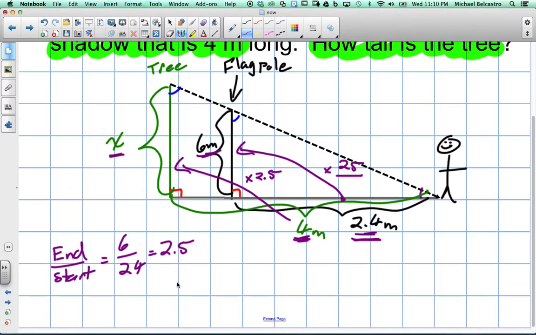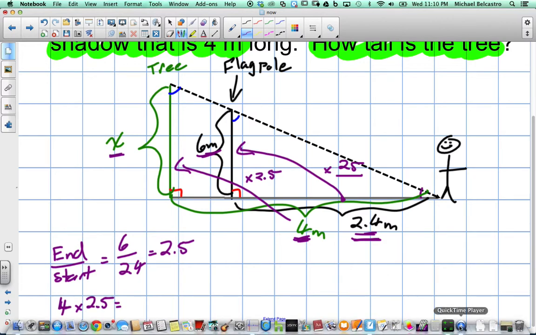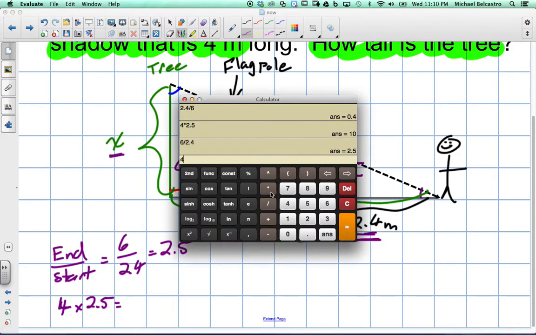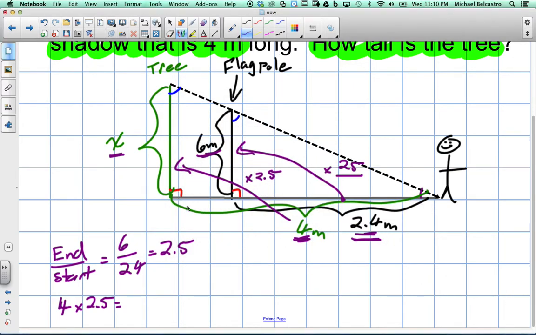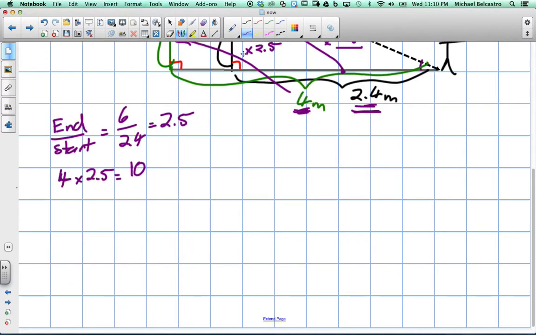Okay, so we'll test that out. 4 times 2.5 equals, and we'll use our calculator to test. 4 times 2.5 is 10. So apparently the height of this tree is 10. Now with that same diagram, I know it's hard to see, so I'm going to redraw it very quickly.